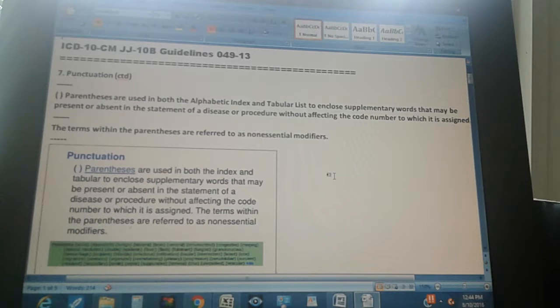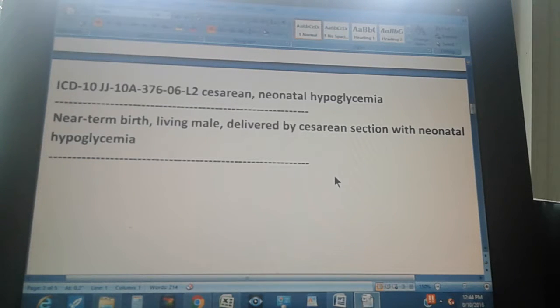Now let's do a problem. So ready, set, go. Okay, the code of the problem is ICD-10-JJ10A, page 376, exercise 6, and this is a level 2 exercise, and the title is Cesarean neonatal hypoglycemia. And the text of the problem is like this.